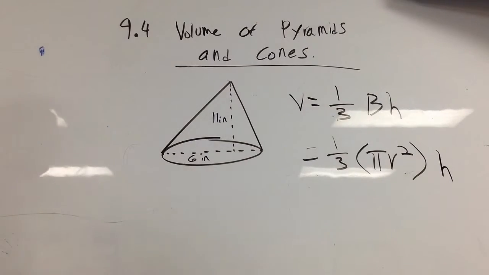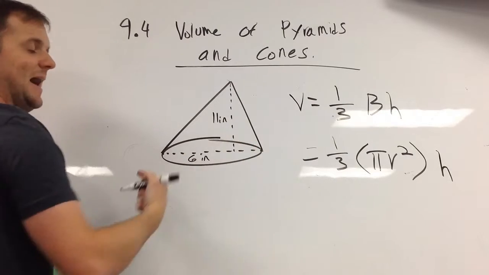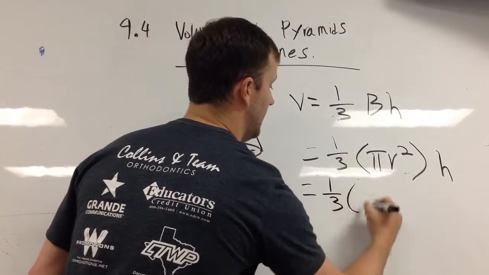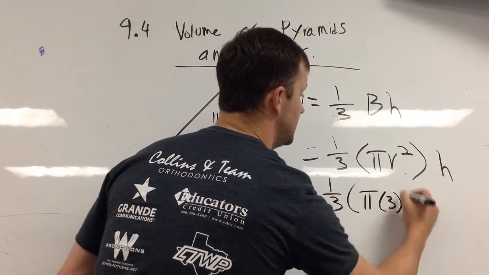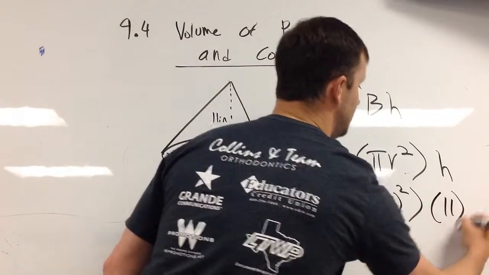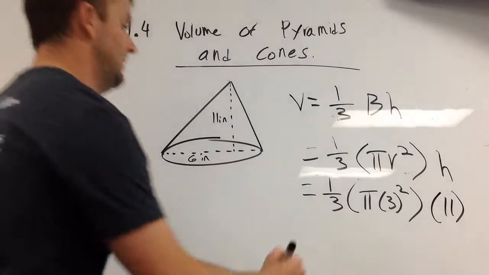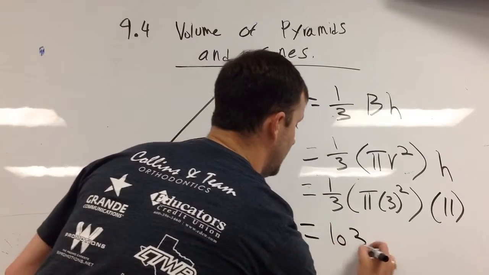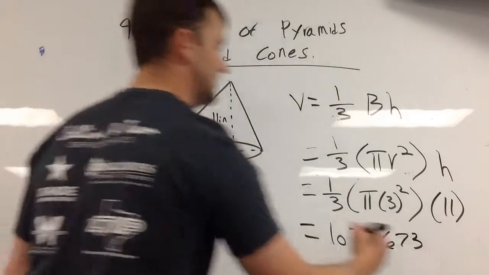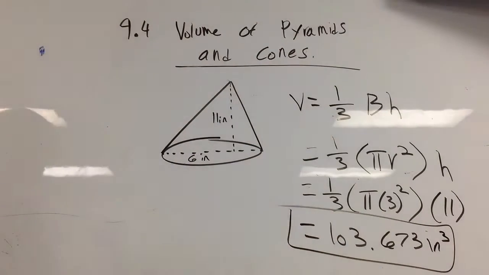And so let's just plug in everything we know. So first I need to plug in the radius. I know all the way across my circle is the diameter, which is 6. So I'm going to take half of that. So I'm going to do 1/3 pi times 3 squared, which is my radius. Then I'm going to multiply that by the height of my figure, which is going to be 11. And so then all I literally have to do is plug all that in. And so when I plug it into the calculator, you should end up with 103.673 inches cubed. Because remember, cubic or volume is always measured in cubic units.